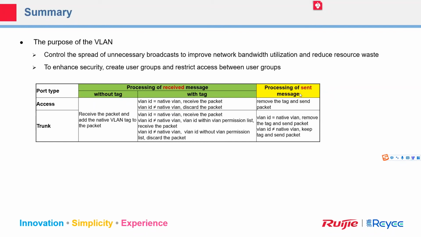If we send packets out of an access interface, we will directly remove the tag and send the packets. Of course, the VLAN tag and the interface native VLAN should be the same. On the trunk, we also compare the native VLAN and the packet VLAN. If the same, we will remove the tag and send out the packets. If not, I will keep the tag and send the packets out. So this is the process of the packets.